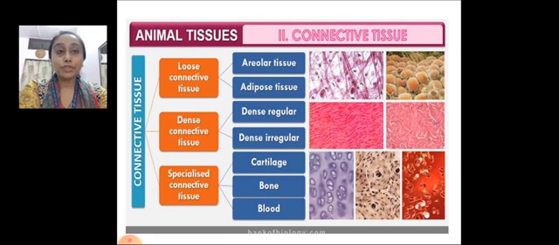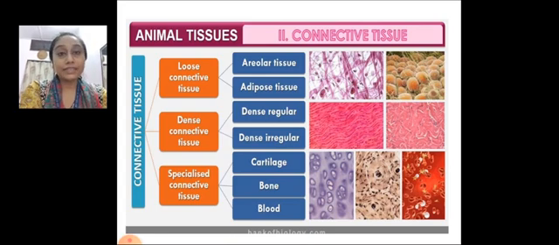Connective tissue, as the name suggests, is the tissue which connects one part of the human body to another. This connective tissue is majorly divided into loose connective tissue, dense connective tissue and specialized connective tissue, based on the quality of the matrix.